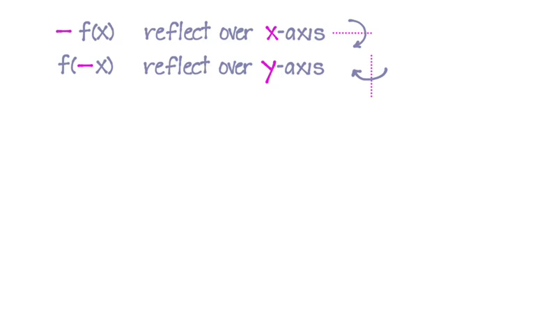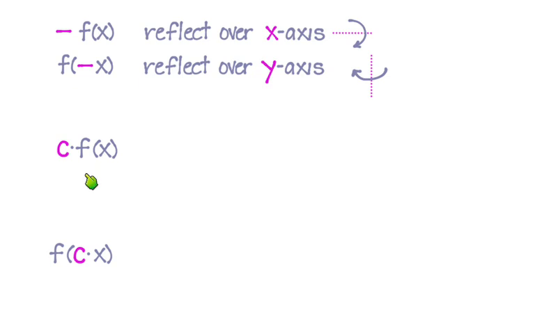Negative f, negate the function, versus negating the input. These do different things. When you negate the function, the negative on the outside of the function, that's where it's going to reflect across the x-axis. It's as if you folded on the x-axis, and whatever was above goes down below, whatever was below goes above. When we negate the input, we now reflect over the y-axis.